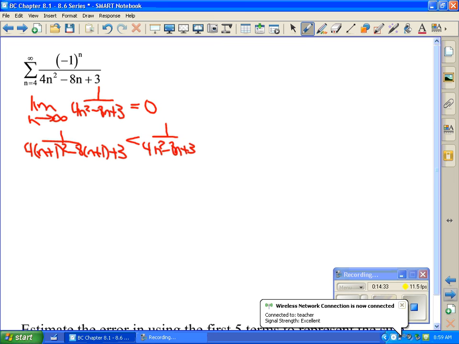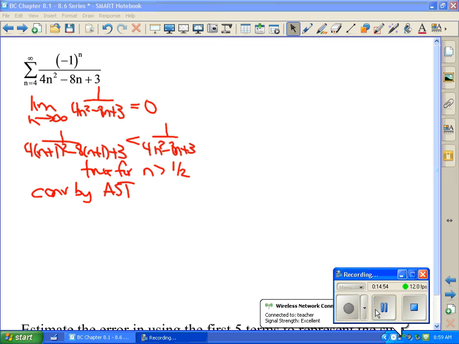So I went ahead and graphed it, and this is always true for n greater than a half, which is good because I have n equals 4, so we're all set. So this converges by AST. Now, you can stop there if all I ask for is if it converges.